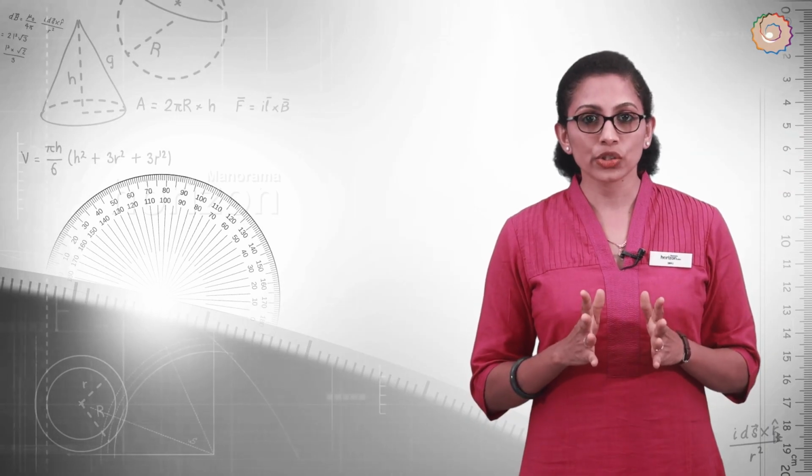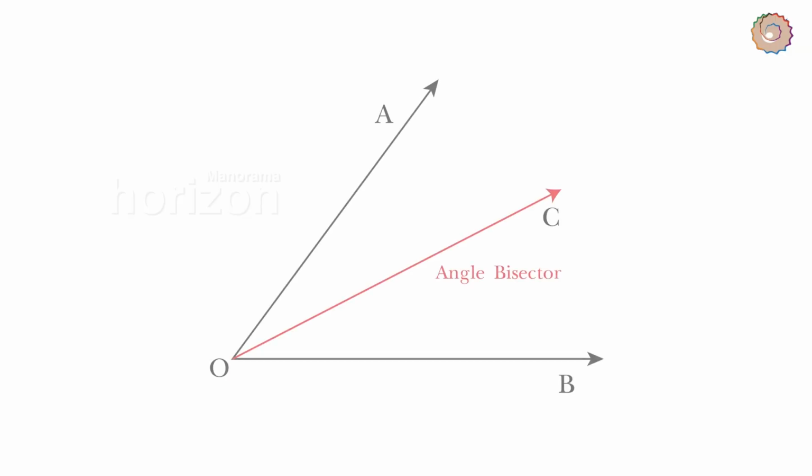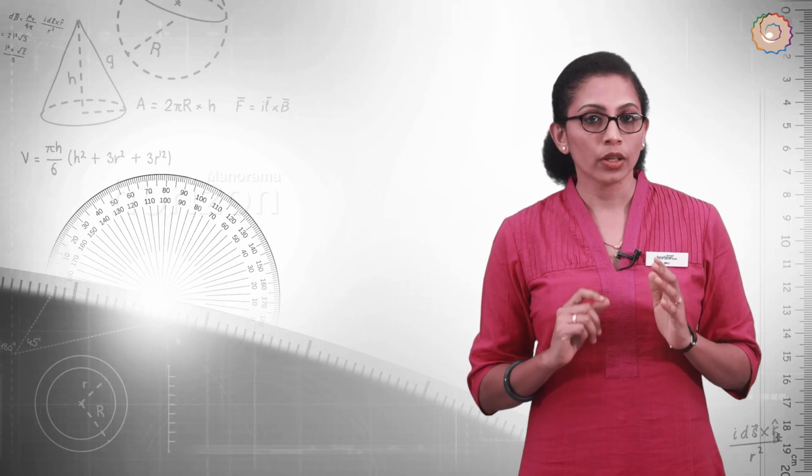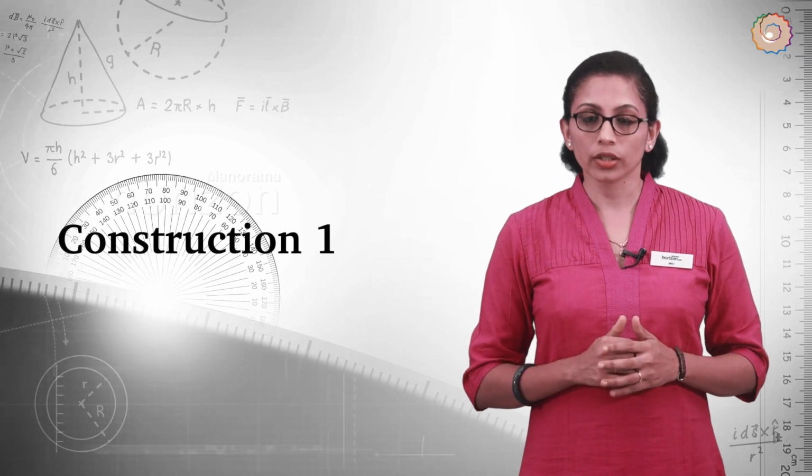What is an angle bisector? A line that splits an angle into two equal angles is called the angle bisector. We will see one example. Here, the angle bisector splits a 90-degree angle into two equal angles. That is, each angle will be now 45 degrees. Now, let's see the construction.